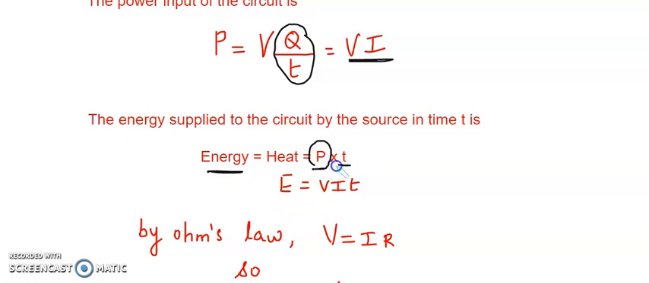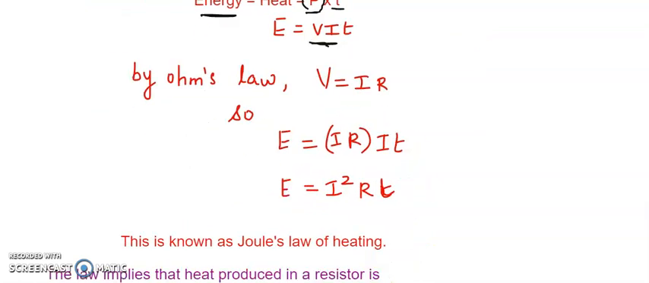So energy is equal to P into T, and P is VI. Sorry, so now VI is the main formula for power. We can change it by using Ohm's law, because we know that V equals IR. So if we substitute V equals IR, we get energy equals, in place of V we are putting IR. So the final formula for energy we get is I square RT.